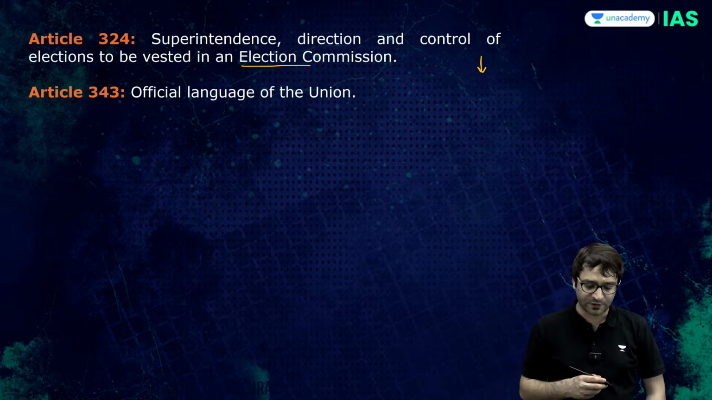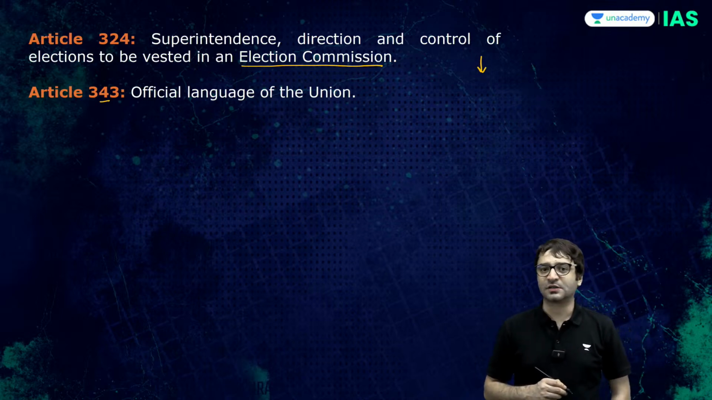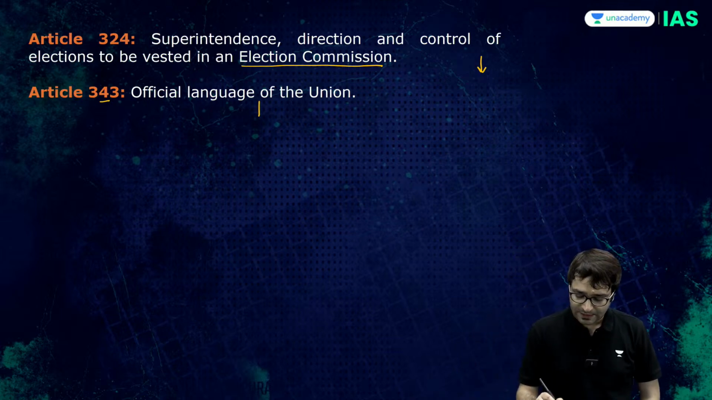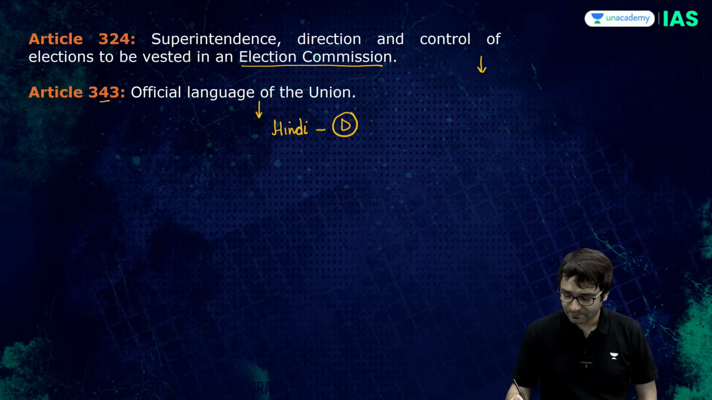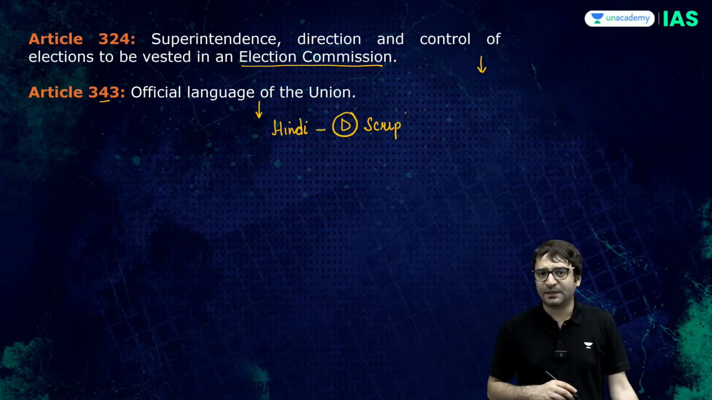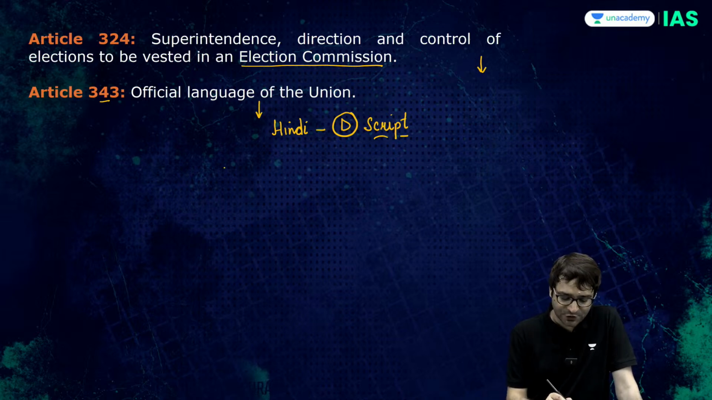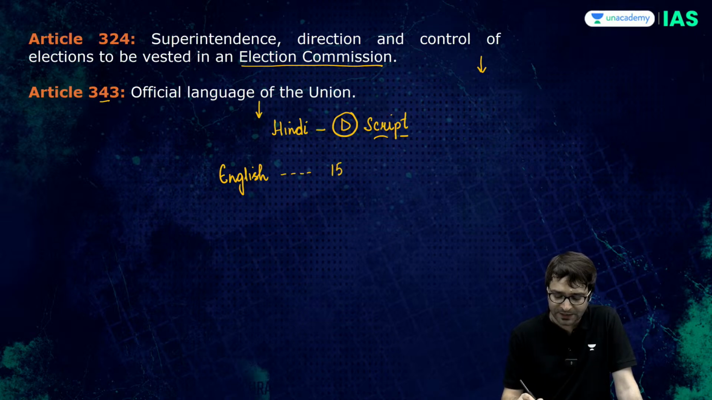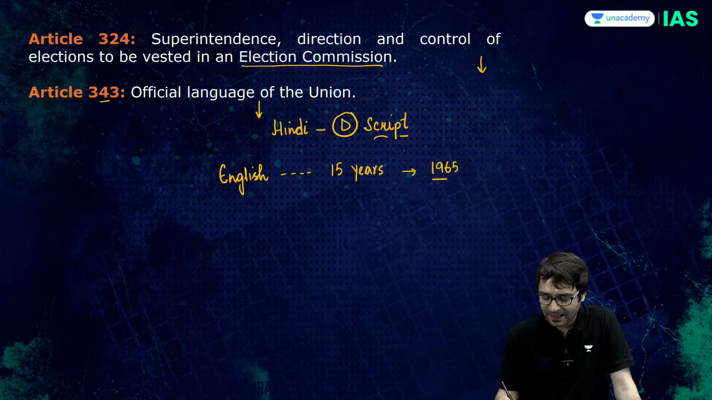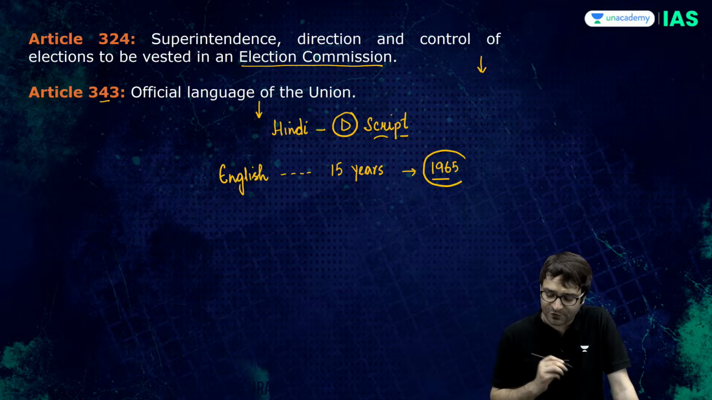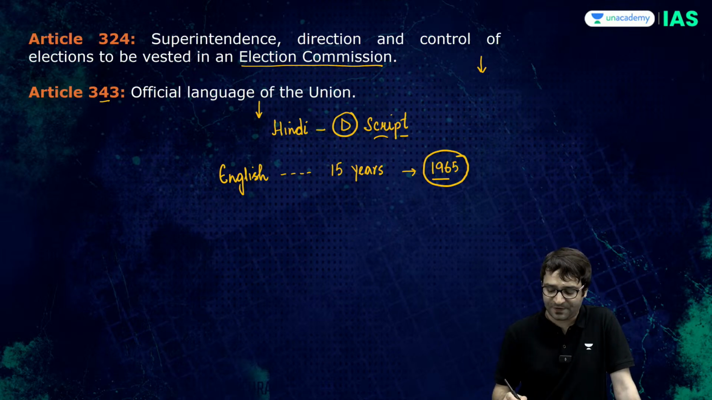So that's Article 324. Article 343, it talks about official language of the Union. And according to the Constitution, what is the official language of the Union? Hindi in Devanagari script. But the Constitution further says that English, which was used, can continue to be used for 15 years since the commencement of the Constitution, which means till 1965. And if you have to use English as the official language of the Union, even after 1965, for that a law has to be passed.